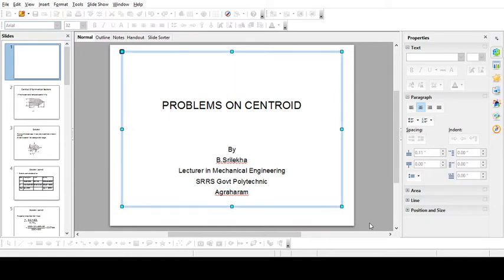So first, divide the section into three plain areas, that is 200 by 20, 120 by 10 and 60 by 10. So this is the bottom flange, this is the web, and this is the top flange. Okay. Now the given section is symmetric about the y-axis. So hence x lies on the y-axis.